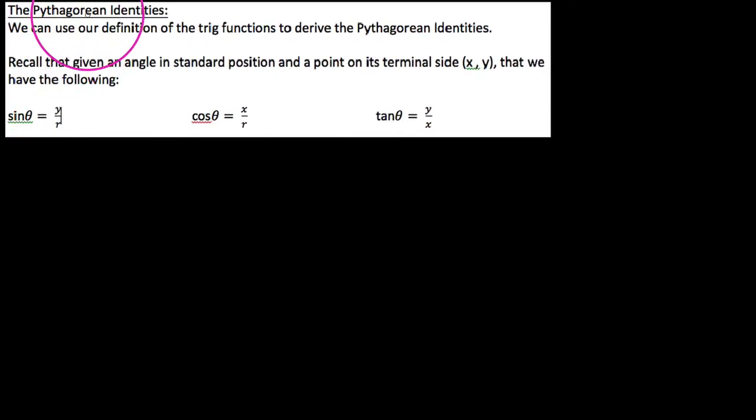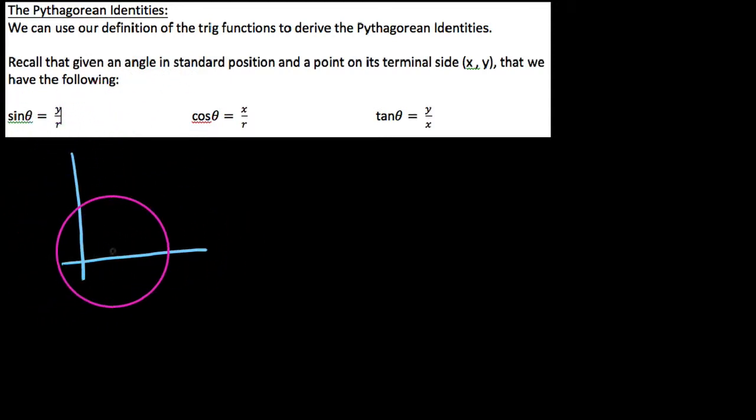So let's go ahead and get started with our Pythagorean identities, which, by the way, we have to borrow from our definition of the trig functions in order to derive these. We're going to find out how we get these Pythagoreans in the first place. Recall that if we had an angle in standard position and a point on its terminal side, x y, then we would have the following. I'll sketch this in really quickly here.